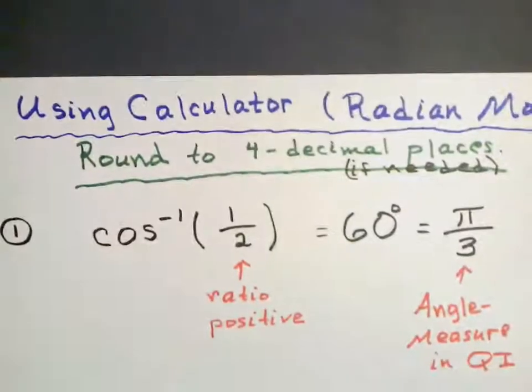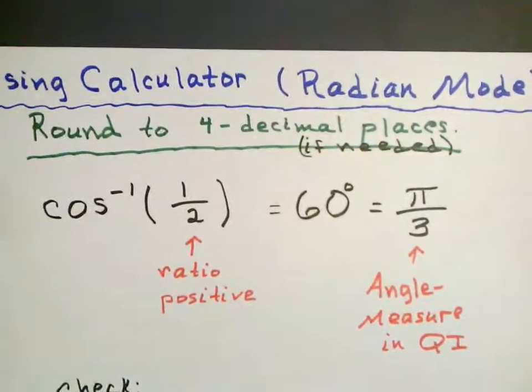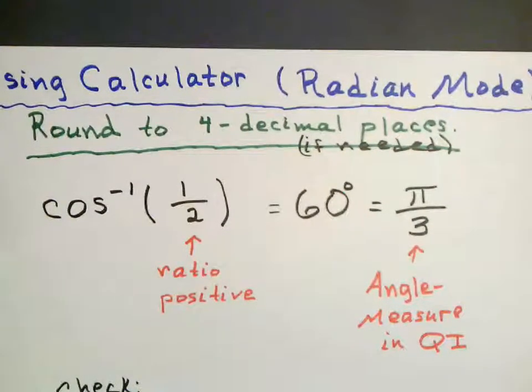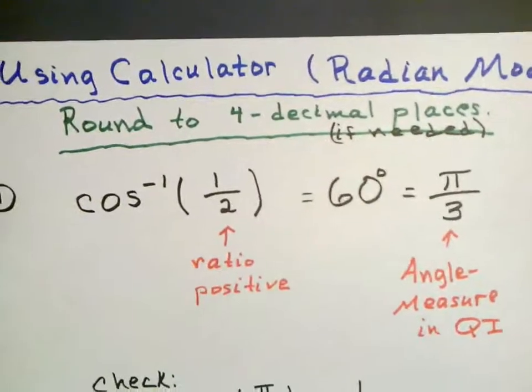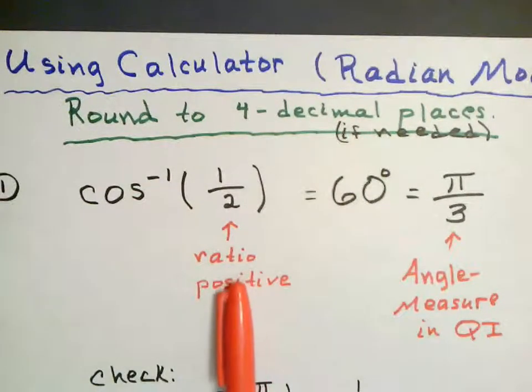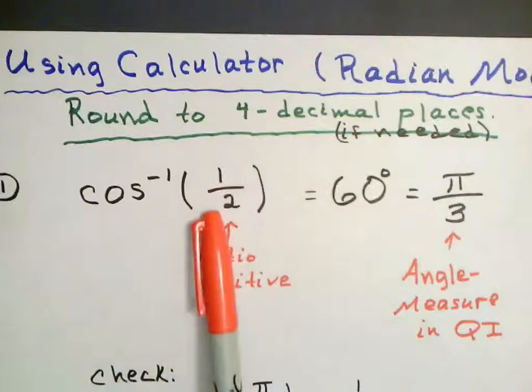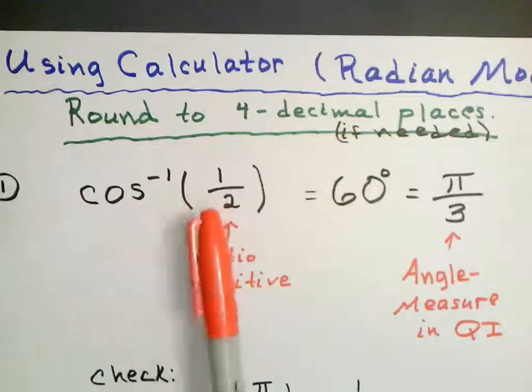So let's look at some examples. We're going to use our calculator. Let's put the calculator in radian mode. We want to round to 4 decimal places if we need. So here we're looking for an angle whose cosine is a half. This is a positive ratio.